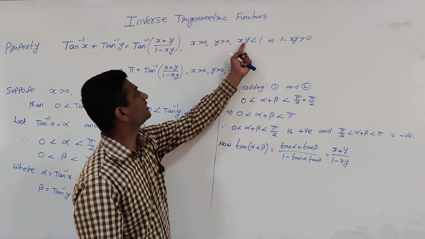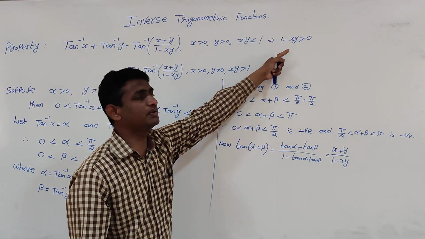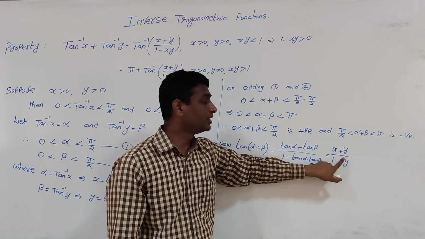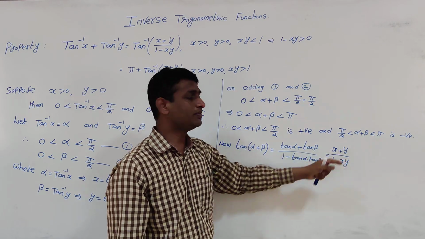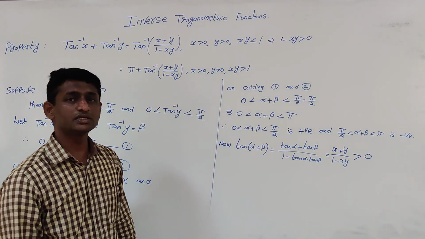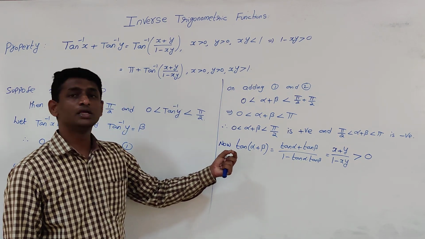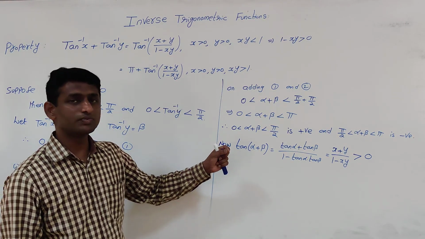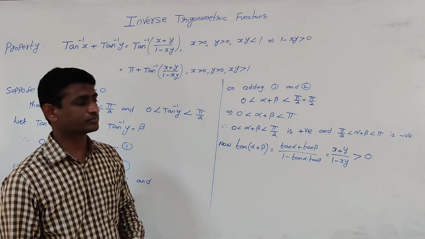If you take xy to the right side, 0 is less than 1 minus xy, so 1 minus xy will be positive. Means the numerator is positive, the denominator is also positive. Then their fraction will always be positive, means it is greater than 0. Means tan of alpha plus beta is a positive real number. So if it is positive, then it lies between 0 to pi by 2.